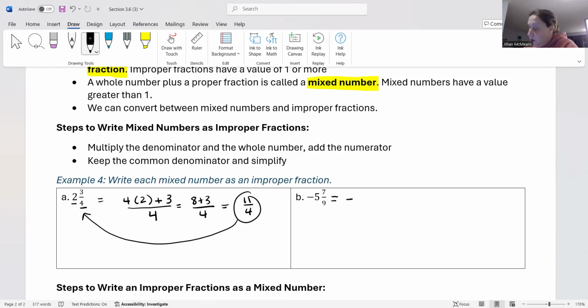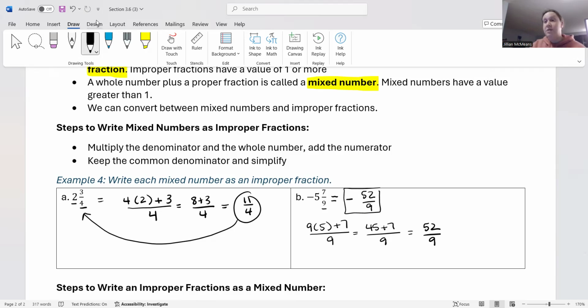So when I do the converting, I've got 9 times 5 plus 7, all over 9. Well, 9 times 5 is 45, plus 7 over 9. And 45 plus 7 ends up being 52. So we end up with 52/9. But remember, 5 7/9 was negative. Therefore, 52/9 has to also be negative. Notice we didn't have the negative as part of our calculation. We just carried it over. So that is how you convert a mixed number to an improper fraction.